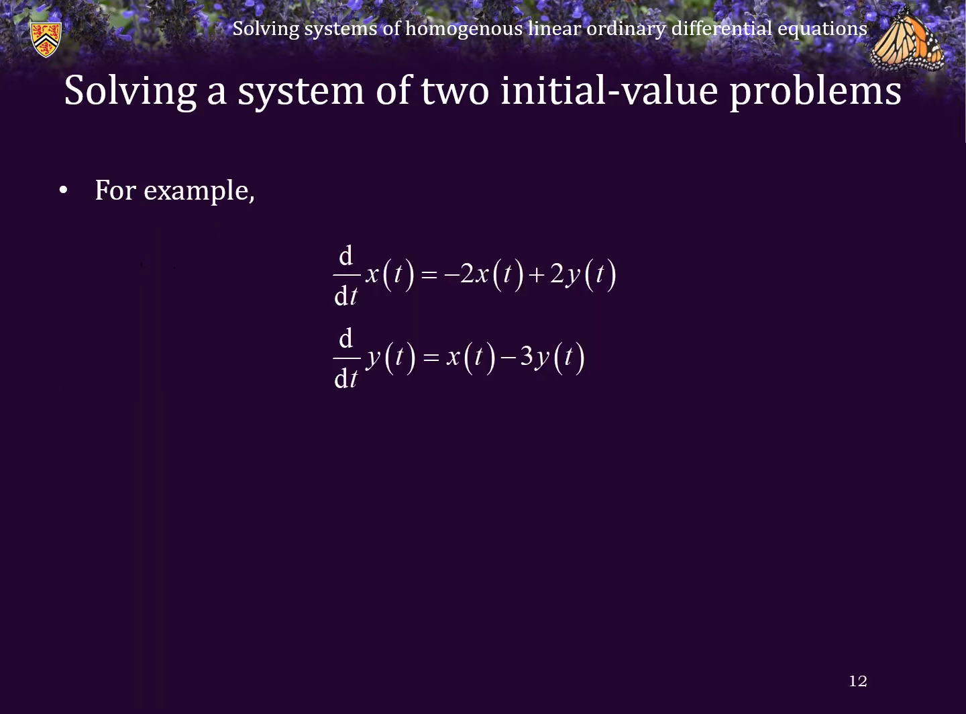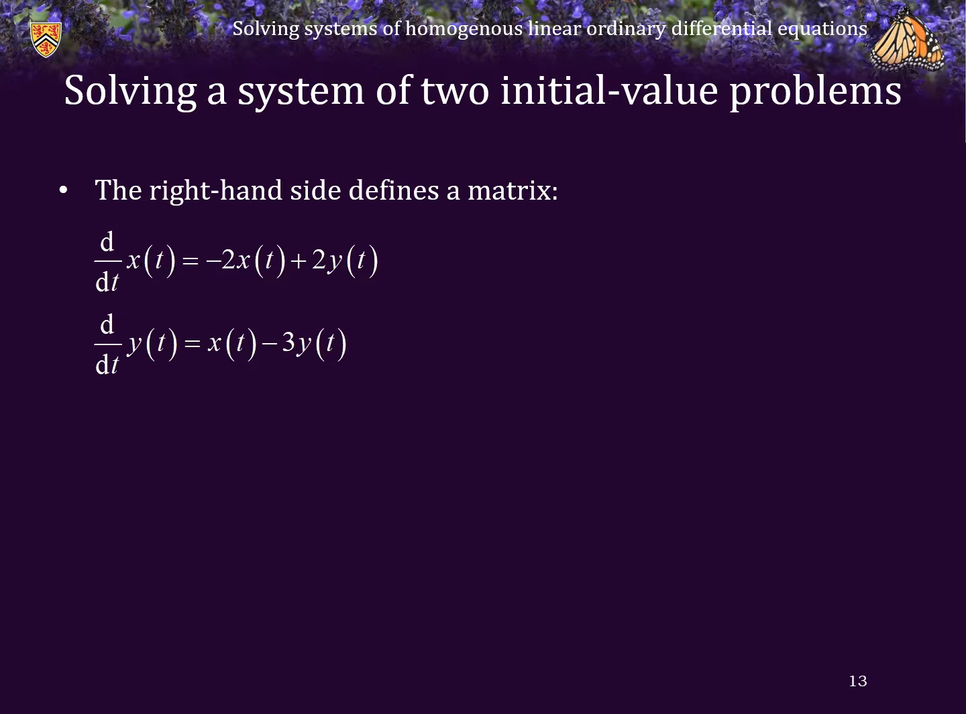All right, let's start with this system of two differential equations. You'll notice that they are coupled. The derivative of x depends both on x and y, and the derivative of y depends both on x and y. All right, the right-hand side of this system of two ordinary differential equations defines a matrix, specifically the matrix -2, 2, 1, -3.